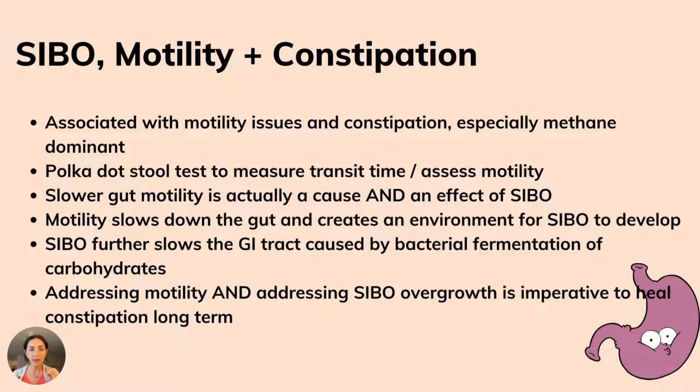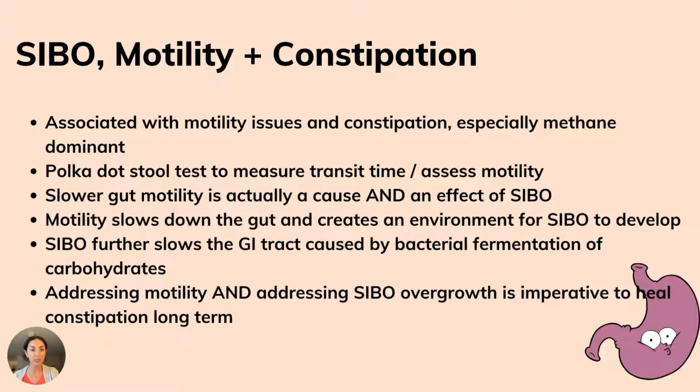Just want to hone in again on motility because we know SIBO, especially methanogen overgrowth, is associated with constipation. So that polka dot stool test will measure your transit time. If you didn't do that already, I highly recommend doing that and filling out your form for that. And we know that slower gut motility is a cause and an effect of SIBO.